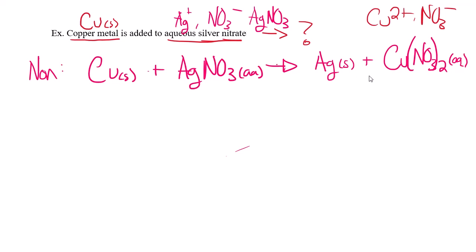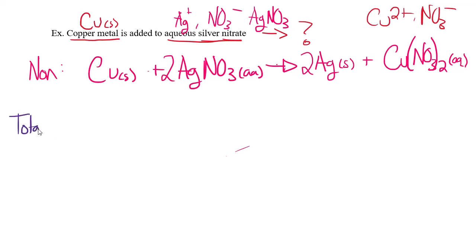Then the last thing we don't want to forget is we have to balance this thing. So I've got 1 copper, 1 copper, 1 silver, 1 silver, 1 nitrate, 2 nitrates. So I need to balance this guy with a 2, and then that's going to throw off my silvers. I've got 2 silvers here now, so I need 2 here. Okay, so I've got my balanced chemical equation. Don't forget to balance it. Don't forget to include states. You need both of those pieces of information.